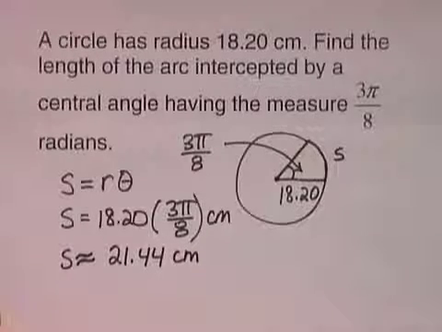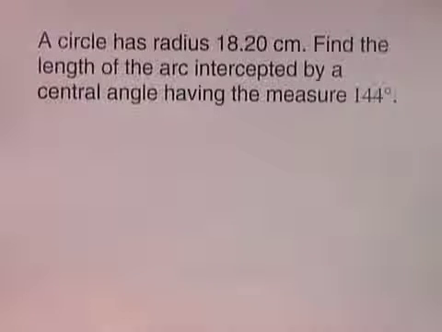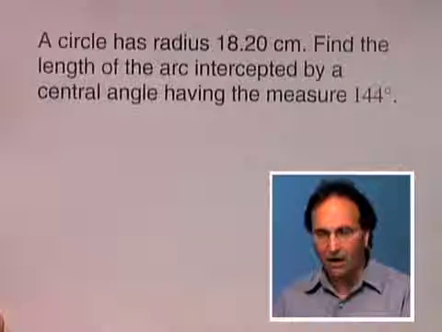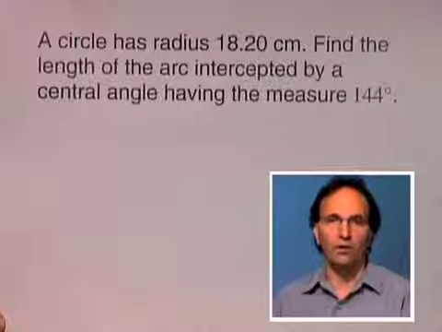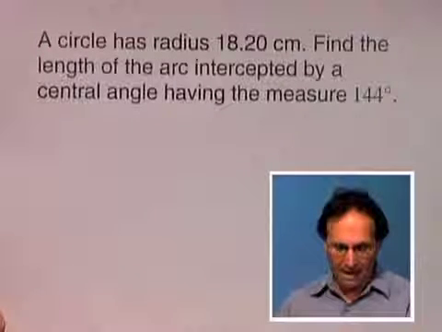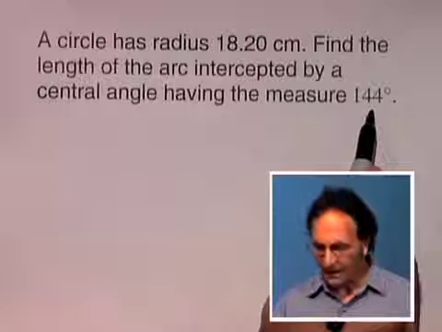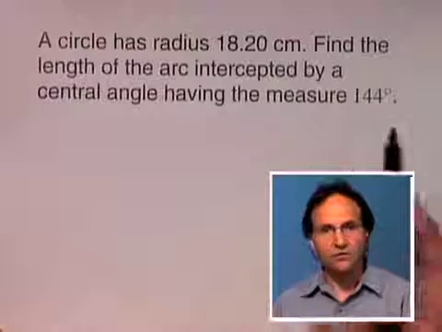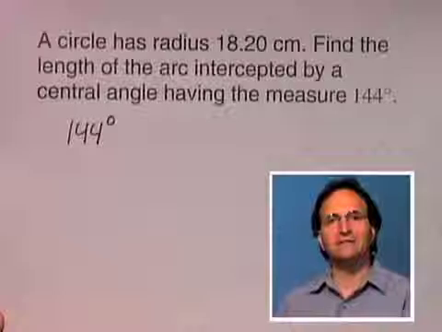Let's take a look at another arc length problem. A circle has radius 18.20 centimeters. Find the length of the arc intercepted by a central angle having the measure 144 degrees. Well, remember that we have a formula that allows us to find the length of the arc when the angle is measured in radians. So the first thing we want to do is to convert 144 degrees into radians.